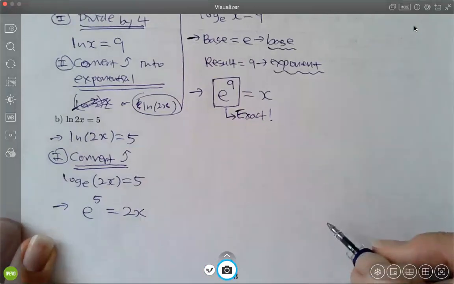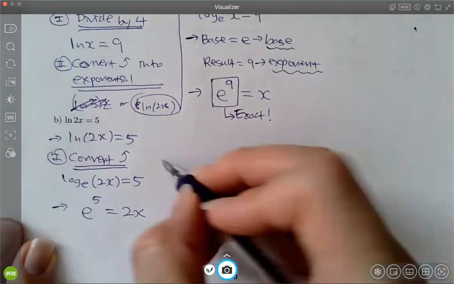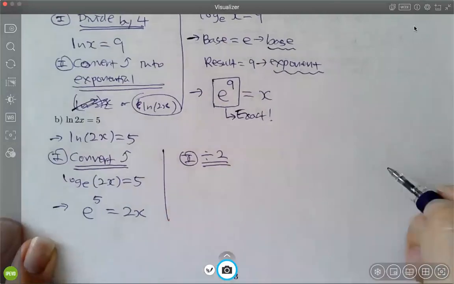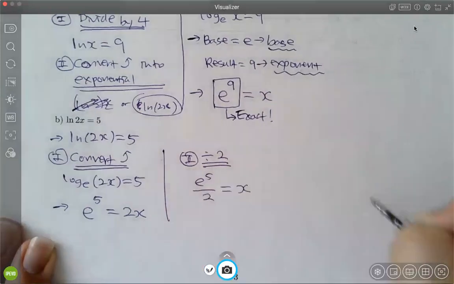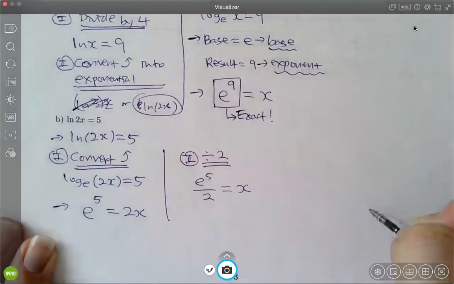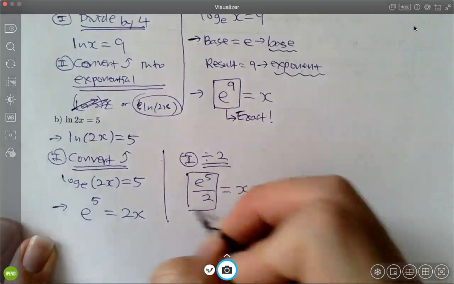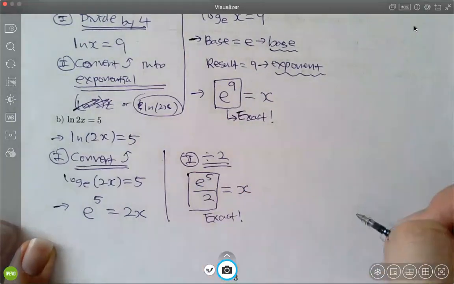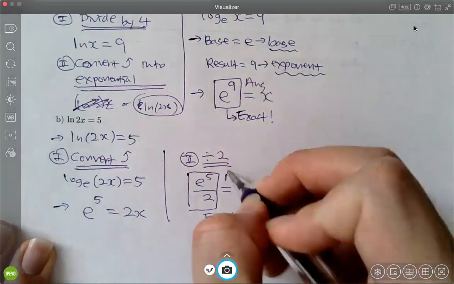Okay, and now x is not isolated, so what do you do next? Divide by 2, right? Okay, so we get what? e to the 5th power over 2 is equal to x, right? And remember, this is the exact form. And we only got one number, so that's the answer.